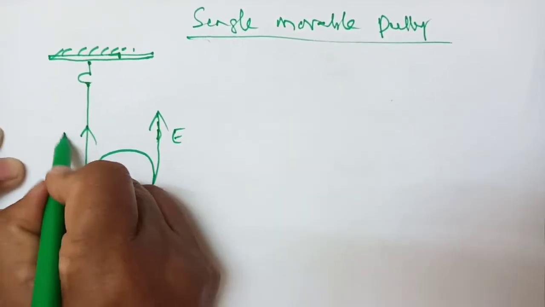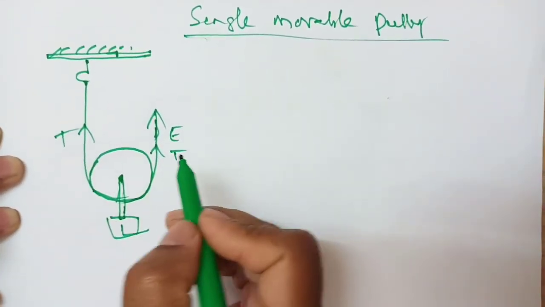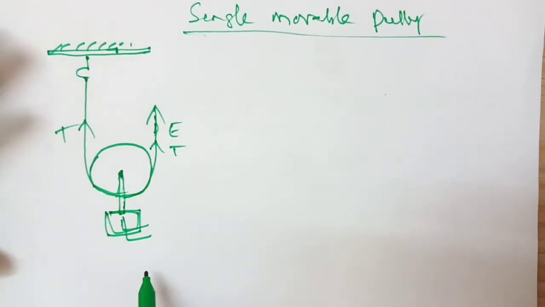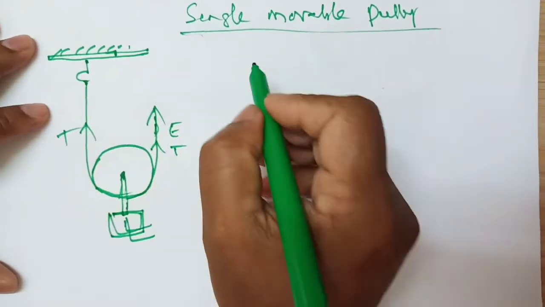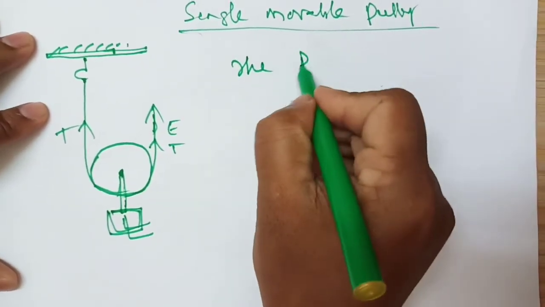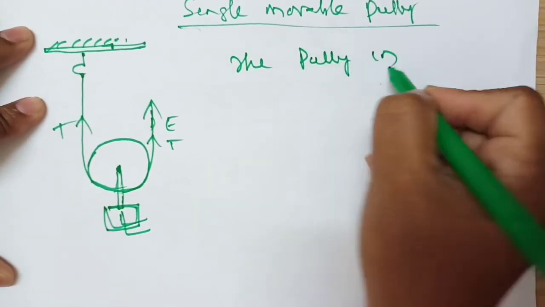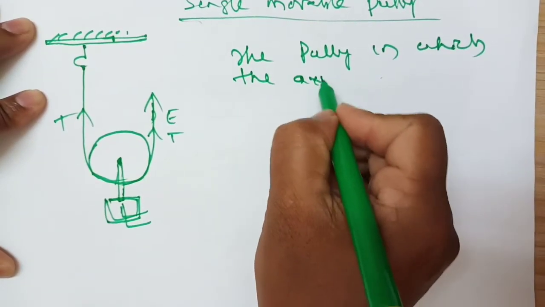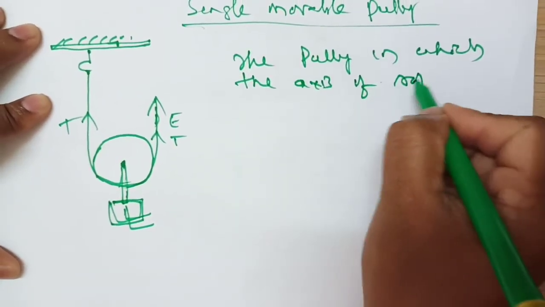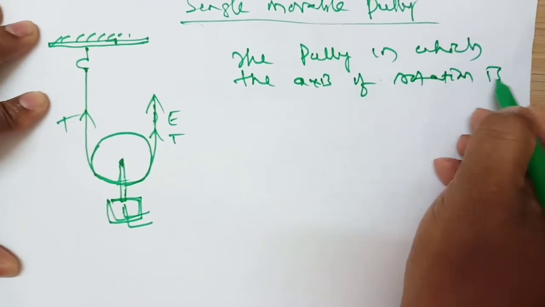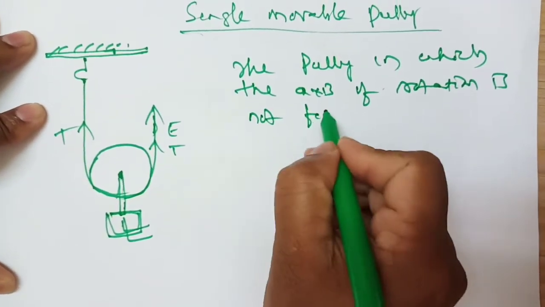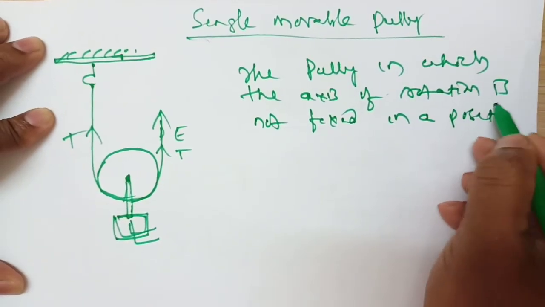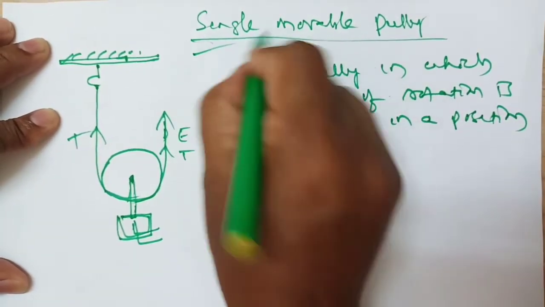This is tension force. This is also tension. This is the load. So what is a single movable pulley? The pulley in which the axis of rotation is not fixed, not fixed in a position, is called a single movable pulley.